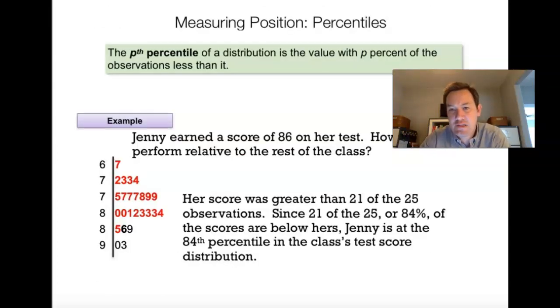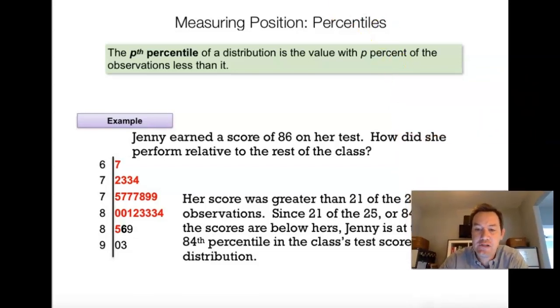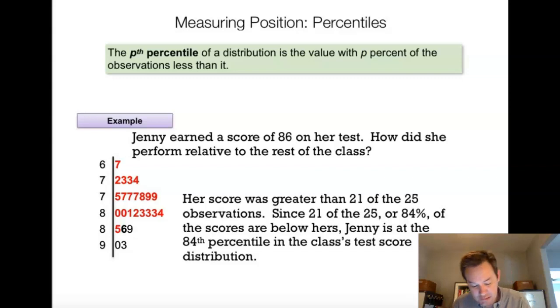All right, so first let's get some vocab out of the way. You should write this definition down. We say that the pth percentile of a distribution is the value with p% of the observations less than it.